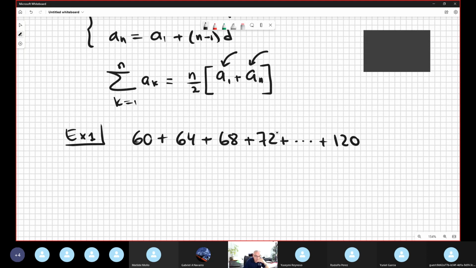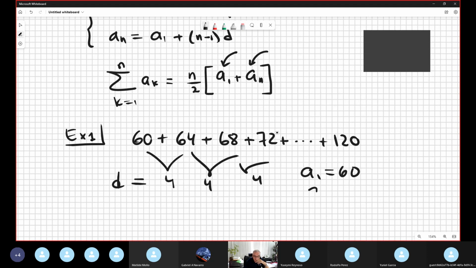Okay, first of all, prove that it is an arithmetic sequence. The common difference is 4. Look, 64 minus 60 is 4, 68 minus 64 is 4, 72 minus 68 is 4. So the common difference is 4. Okay. Who is the first one? A sub 1, 60. Who is the last one? A sub n, 120. But I don't know n. How many terms we have here? N. I don't know. The only guy I don't know in the formula is n. That one.